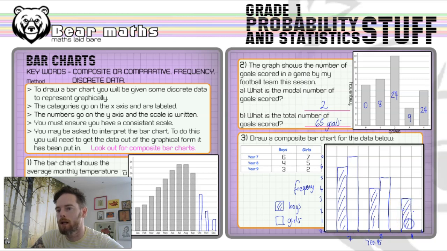As simple as that really. It's just drawing a bar chart, but you've got a dual bar chart there, or comparative composite bar chart, whatever you want to call it. Alright, that's it for that video. I hope that covers most things.